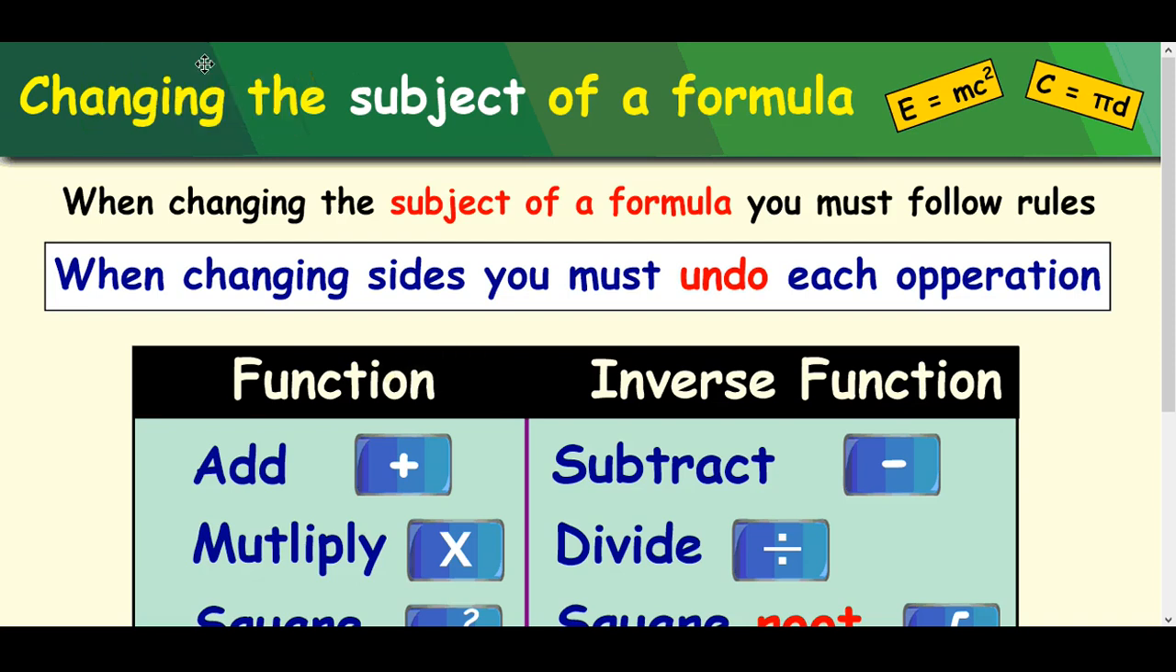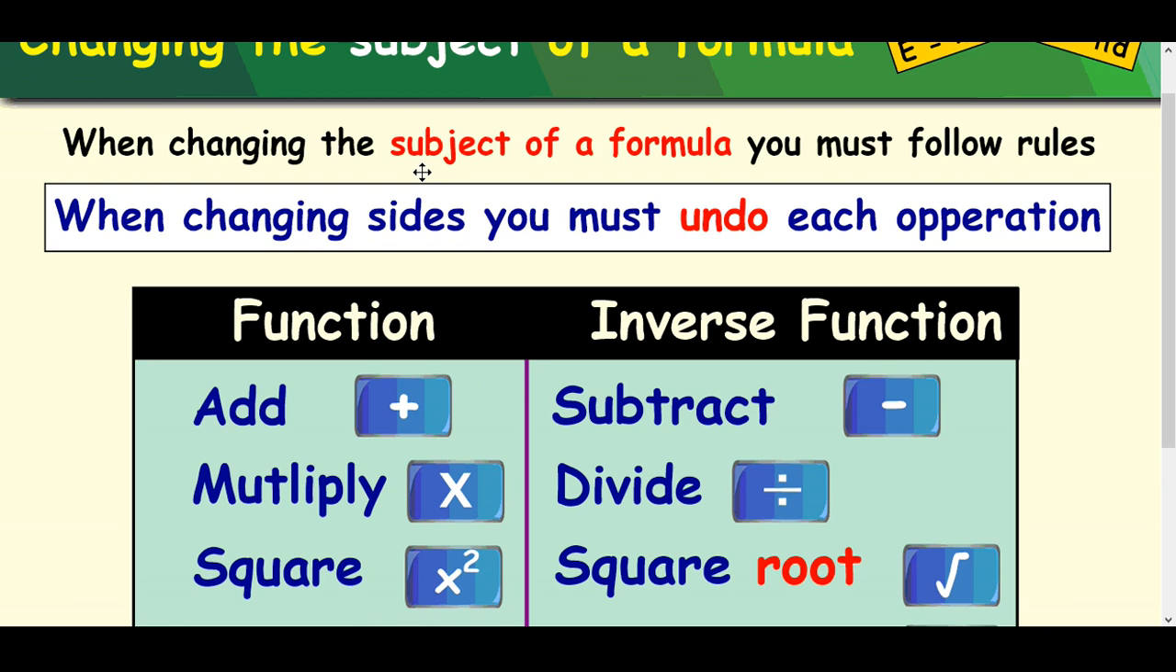In this lesson, we're going to look at changing the subject of a formula again, but some more complicated examples. So remember, we have to understand this idea of undoing an operation. Remember, the subject that you're looking to get is going to be on the left-hand side. Everything else needs to be on the right-hand side, so you have to move things about.